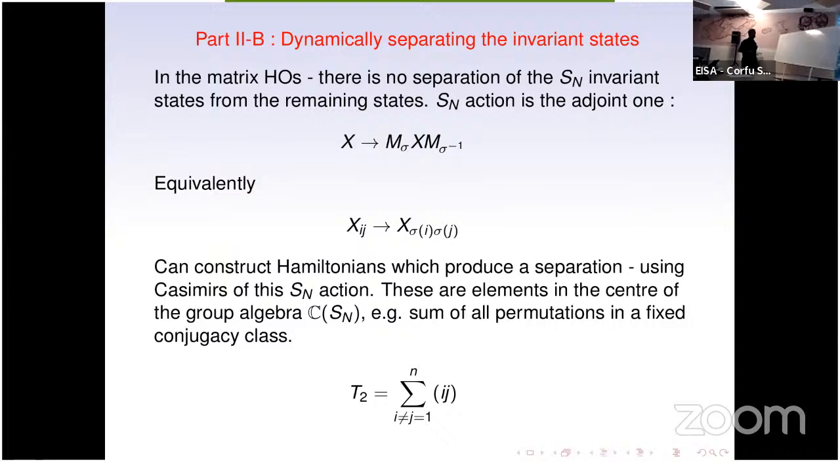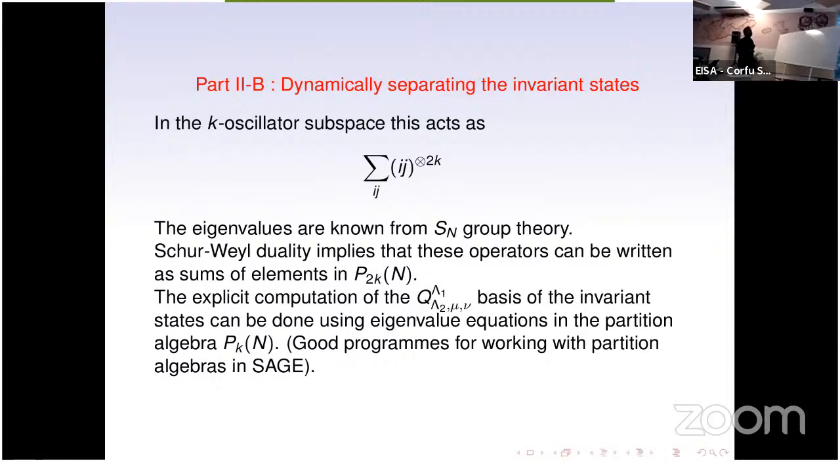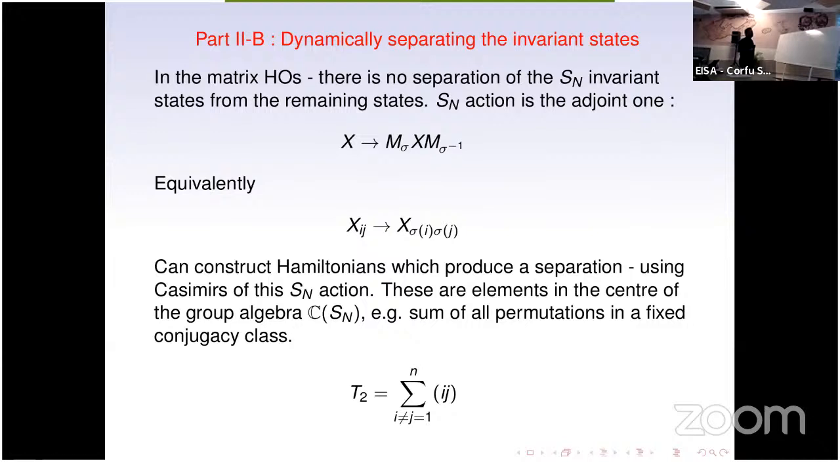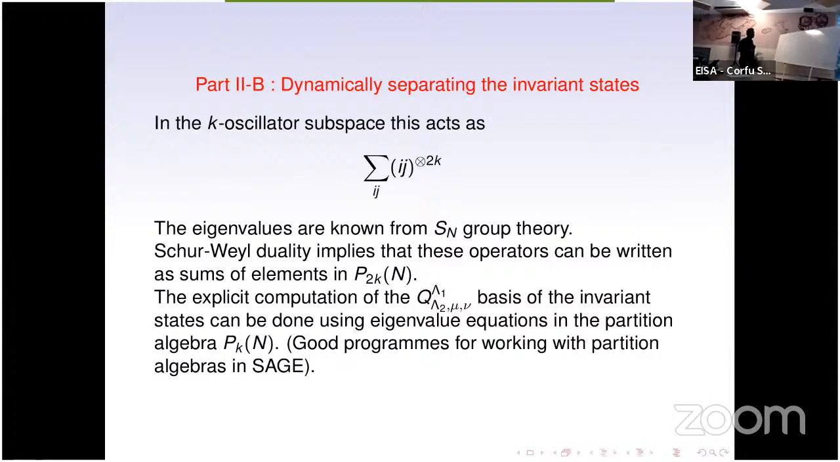The eigenvalues of these are known from the mathematical literature, and you have these permutations acting in the tensor power. If you have degree K variables in X, you have 2K indices, so you get tensor 2K. These permutations are acting there. The eigenvalues of these operators are known from group theory, and also Schur-Weyl duality allows you to write this sum, which looks somewhat complicated because I and J can go from 1 to capital N, and it's an Sn problem. But because of Schur-Weyl duality, you can write this complicated looking sum, where we're often interested in N going to infinity, in terms of this dual algebra.